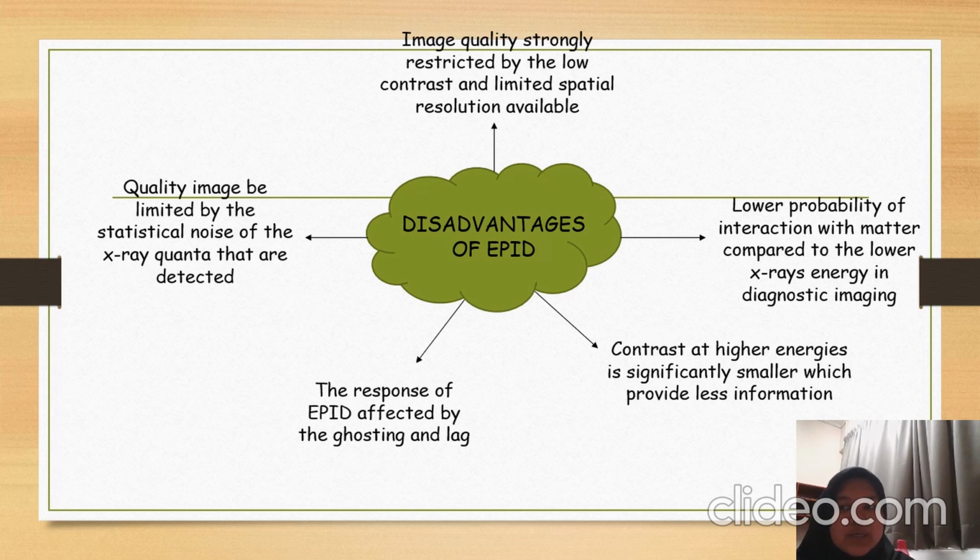As a consequence, the fraction of the radiotherapy beam that produces a detectable signal in the converter, called the X-ray quantum detection efficiency, is commonly low, and contrast at higher energy is significantly smaller, which provides less information. The response of electronic portal imaging devices is affected by contrast and lag. Finally, image quality is limited by the statistical noise of the X-ray quanta, or the amount of X-rays that are detected, compared to other competing noise sources such as noise from the acquisition system electronics.